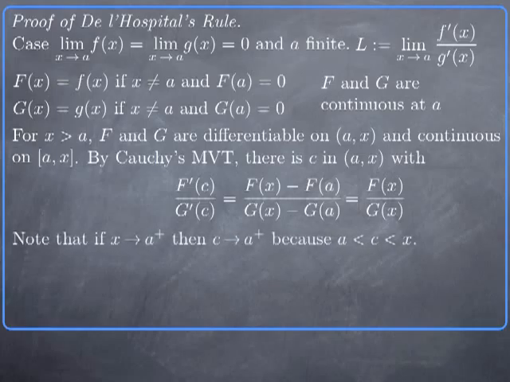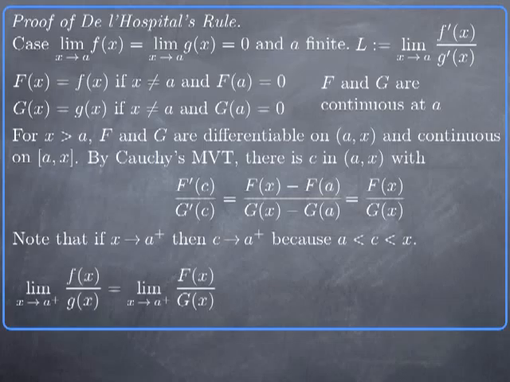One basic observation is that if x is approaching a, and of course here we made the assumption that x is greater than a, so x is approaching a from the right, then c, which is a number between a and x, which of course depends on x, is going to also approach a from the right. That means that if I look at the limit at a from the right of f of x over g of x, well, because little f and capital F coincide everywhere but at a, little g and capital G coincide everywhere but at a, I get the same limit.